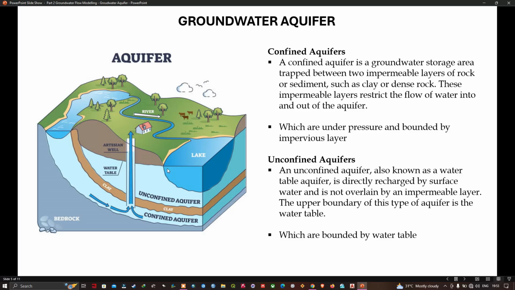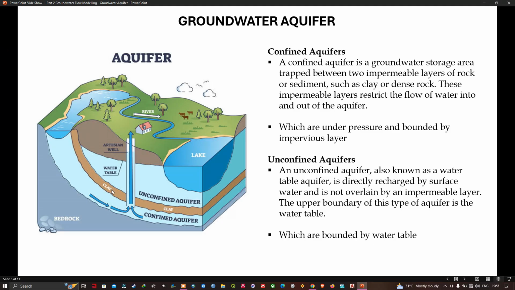So what is the main difference between the confined and unconfined aquifer? Actually, for the confined aquifer, as you can see here, first we have to ask ourselves why we consider this aquifer a confined aquifer. Actually, it is an aquifer because it can transmit and store water, and it has porous media consisting of some sediments, and the layer above it is clay.